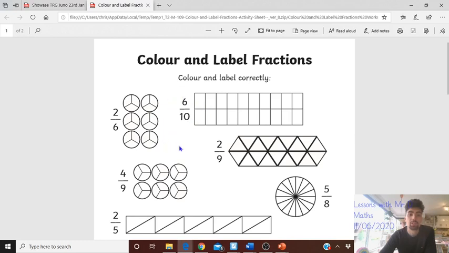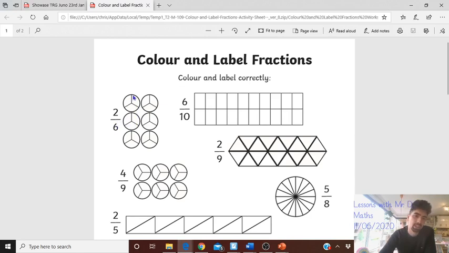So 2/6 out there. This is a tricky one here because this is the whole, and it wants to shade 2/6. So they're trying to catch you out here. What are you going to shade basically? A tricky one to start off with.